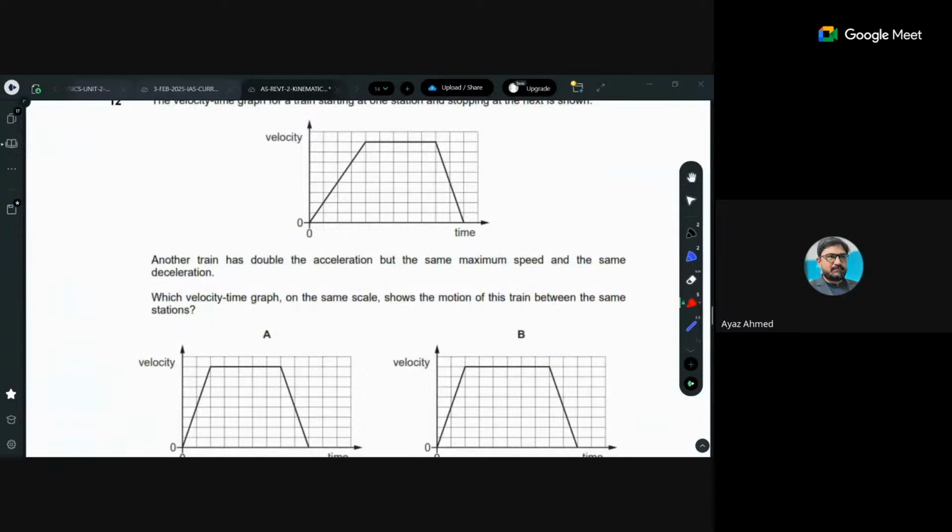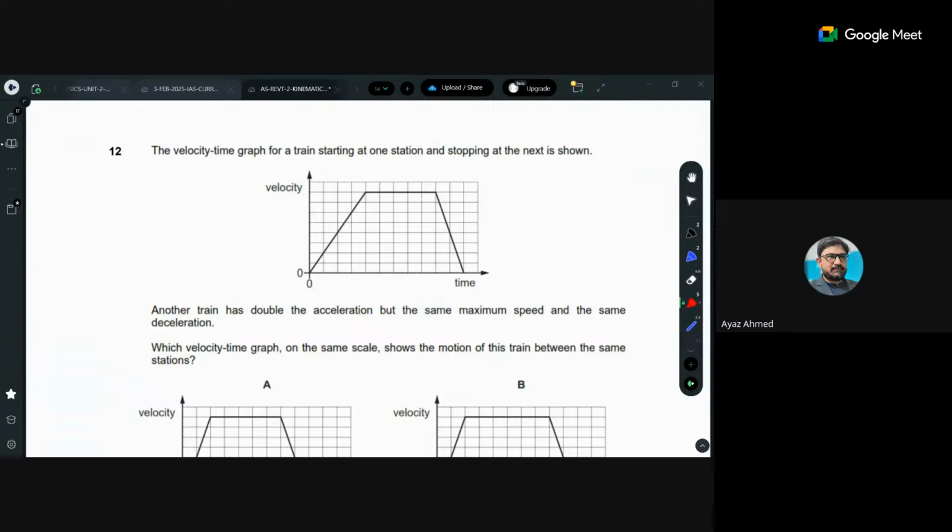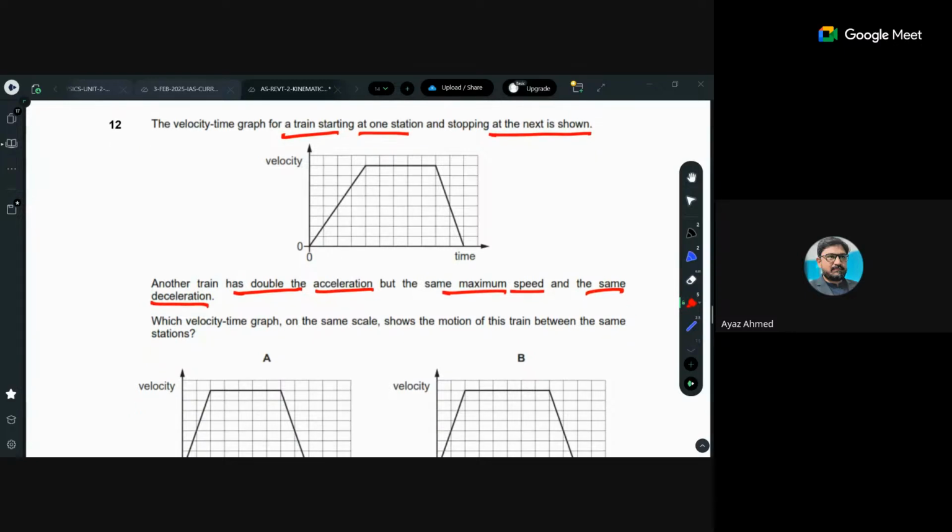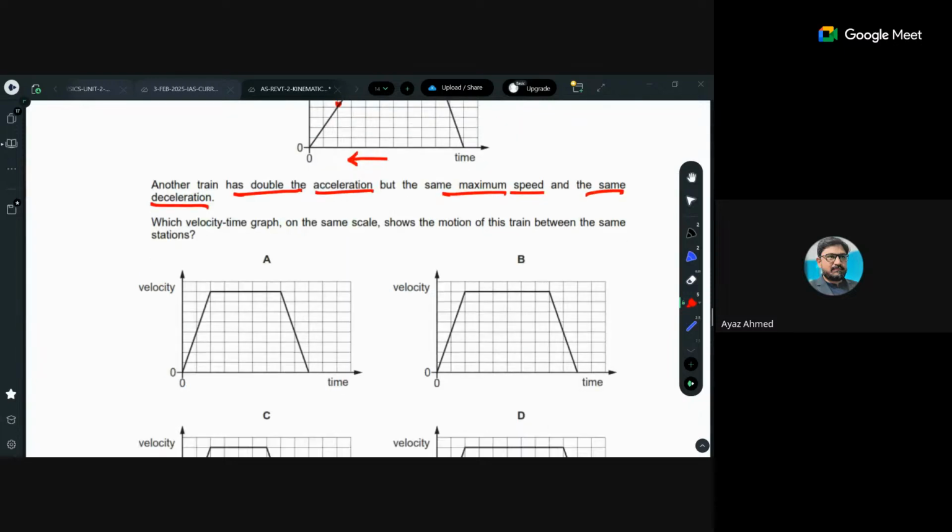Okay, there is a velocity time graph here. The train. Okay, good, this is a good question. The velocity time graph of a train starting from one station and stopping at the next station is given to you. Another train has double the acceleration, but the same maximum speed and the same deceleration. So double the acceleration means this first half should have double the gradient. If the gradient is double, the time would be shortened, right? And the top speed should be the same as well.